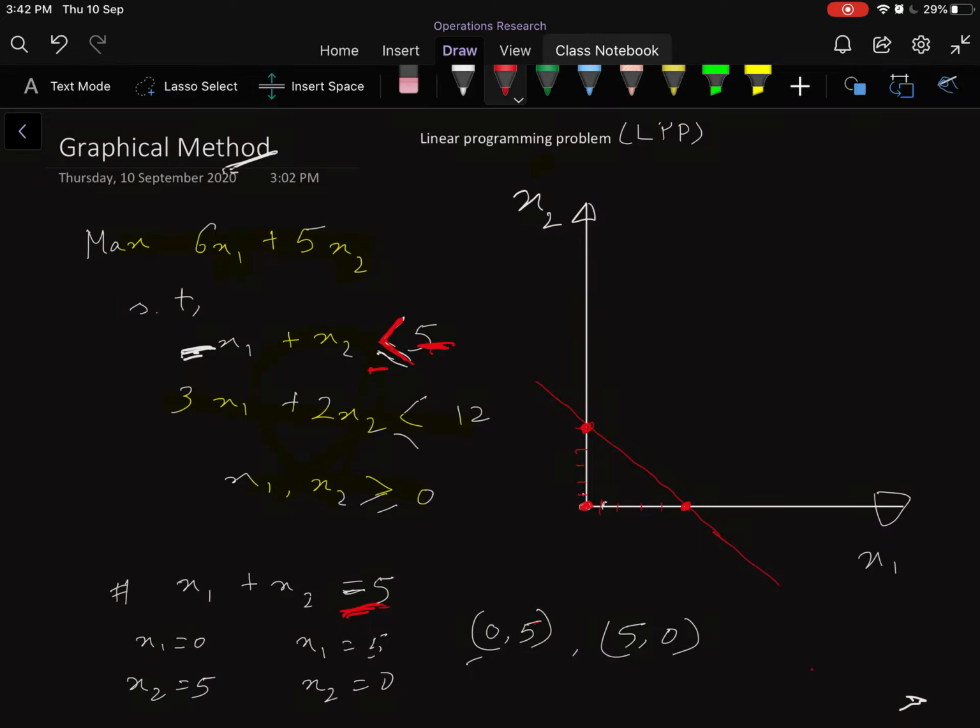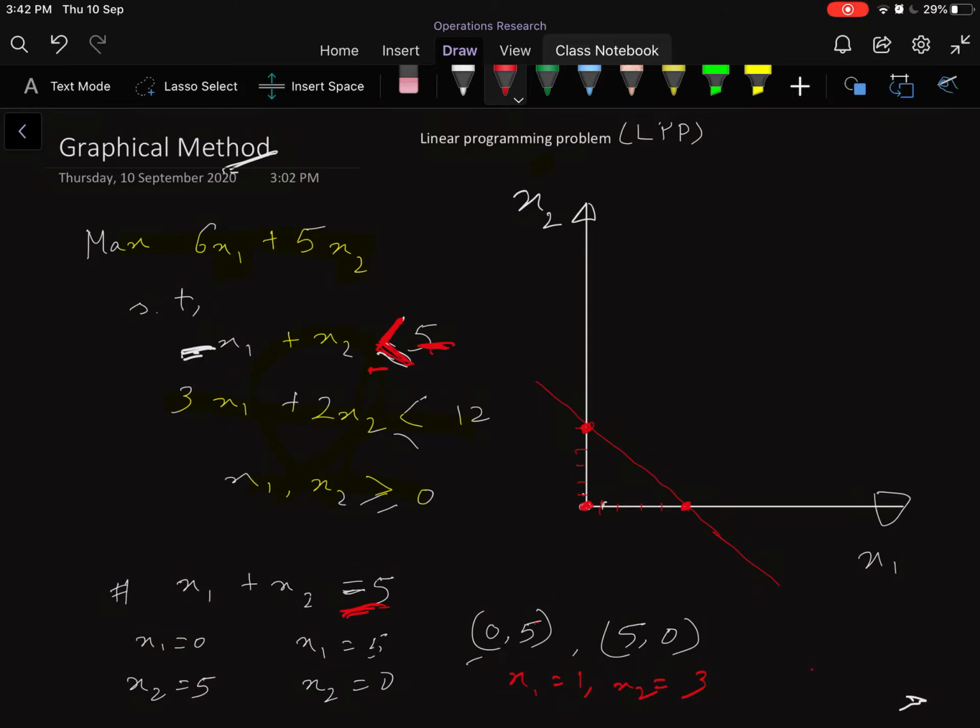So let's just identify one value which satisfies this condition as well, that is less than, and that can be, let's say, if we take x1 equal to 1 and x2 equal to, let's say, 3, then what does that do for us?